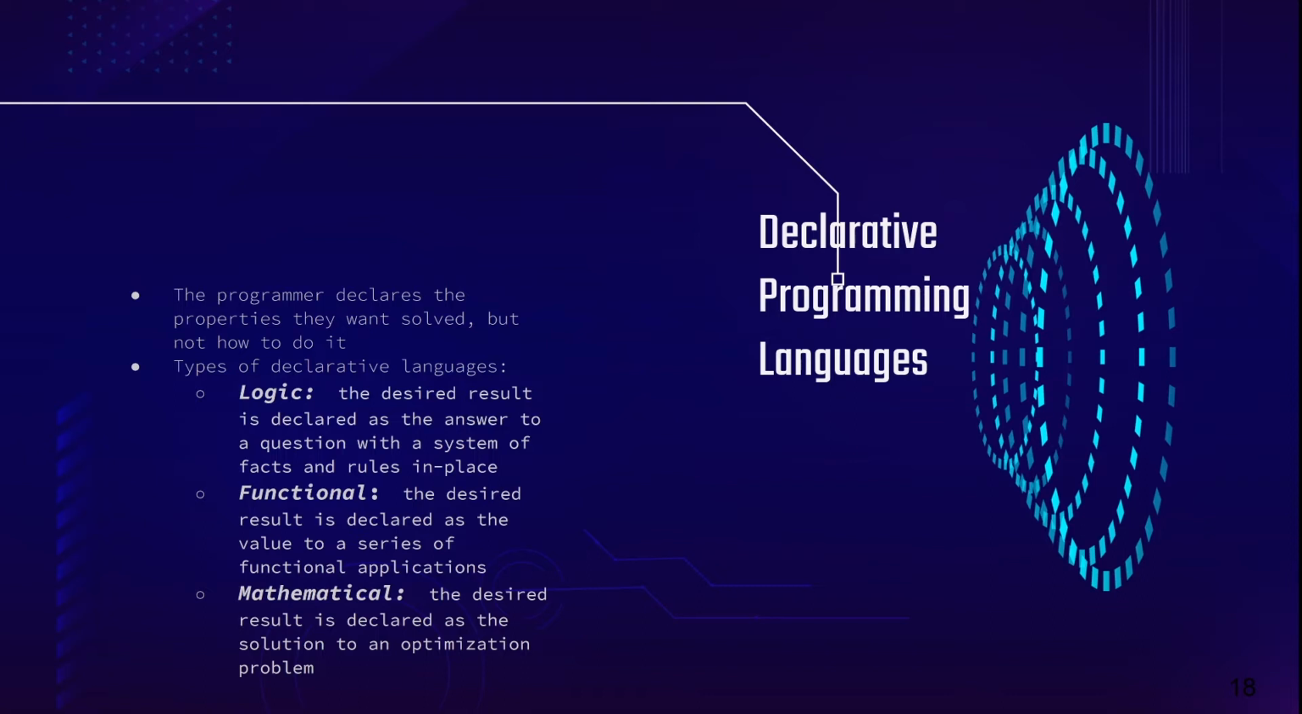Functional, very hard to program. The desired result is declared as the value to a series of functional applications. There is a functional language that we talk about later down the line here, but it's just to show that there is one. We're not going to talk about it in depth. And mathematical languages, stuff like R, where a desired result is declared as a solution to some optimized problem. I don't really do declarative languages, is what I'm trying to say here.